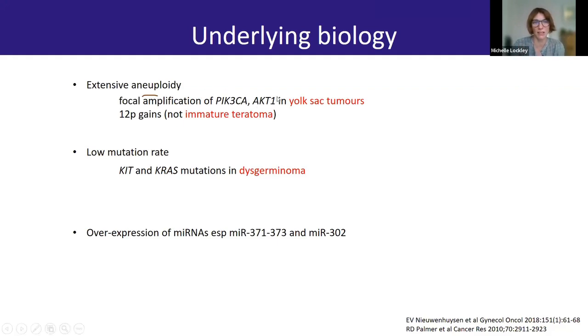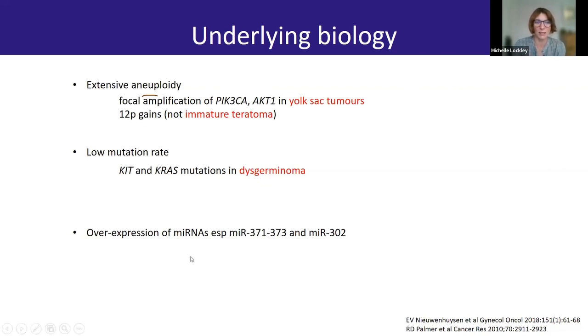So, for example, PIK3 kinase and AKT in yolk sac tumours. And again, if you've done any testicular cancer work, you'll know that aneuploidy of chromosome 12, so a gain of 12p, is very common in germ cell tumours arising in the testis and also in the ovary. But there are some exceptions, and one of those is immature teratoma. So these different genomic features feed into this idea that the different histologies are probably different diseases and probably do require different management.